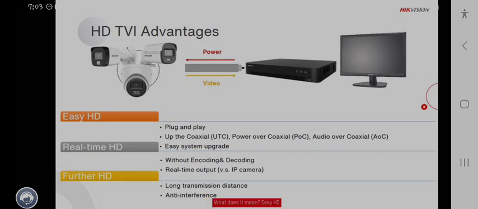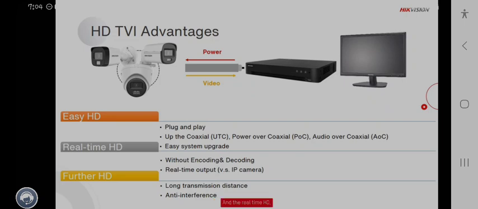What does it mean? Easy HD means ease of usage, easy system deployment, just like plug and play. Not like the IP system, where there will be a couple of steps such as device adding and password input, right? It just starts to work after cabling and powering all the devices. And with the UTC, POC, AOC technology, as the development of TVI signal algorithm, we can also realize the control, power and audio signal transmission via the same coaxial cable for a better, easier system deployment.